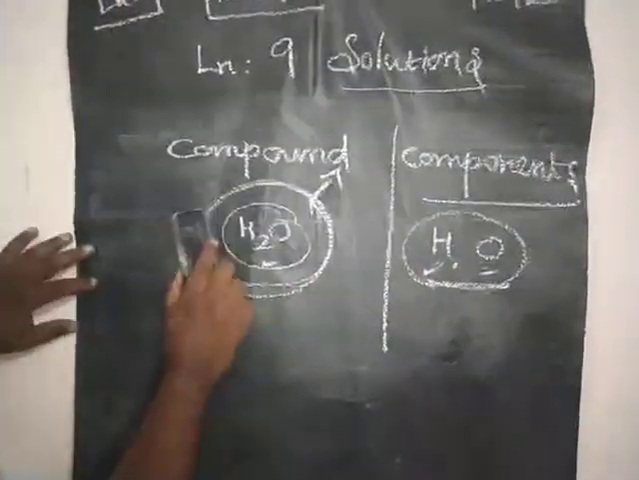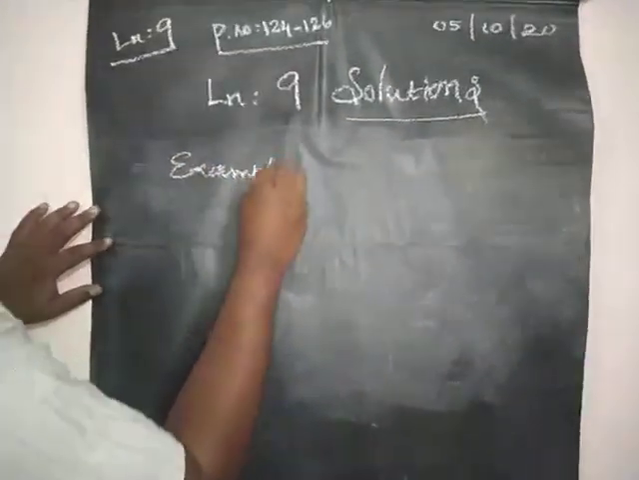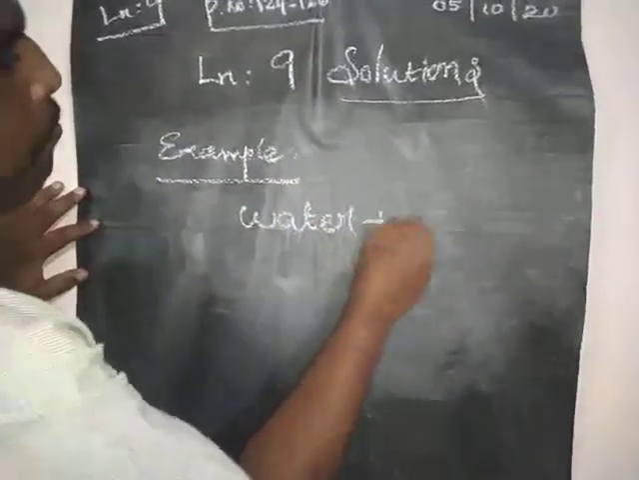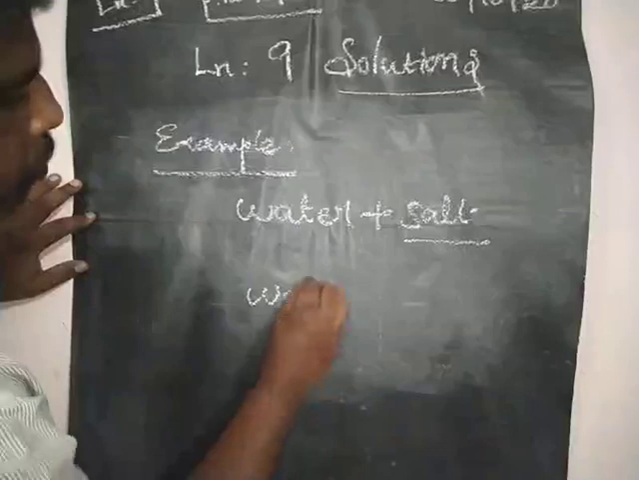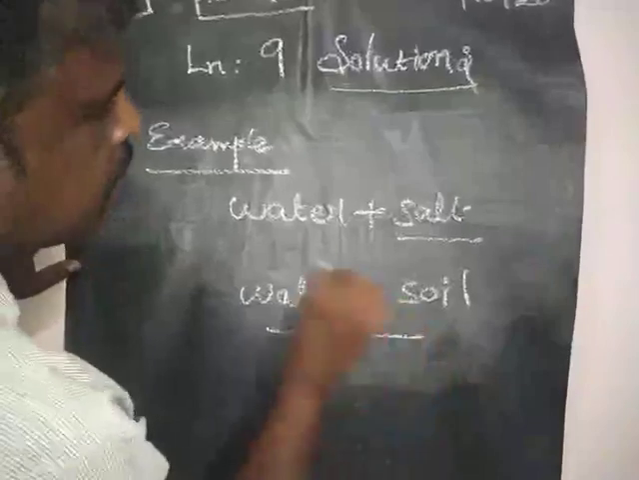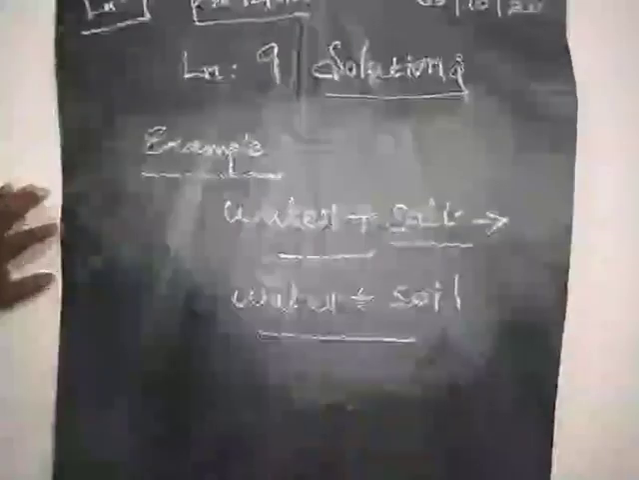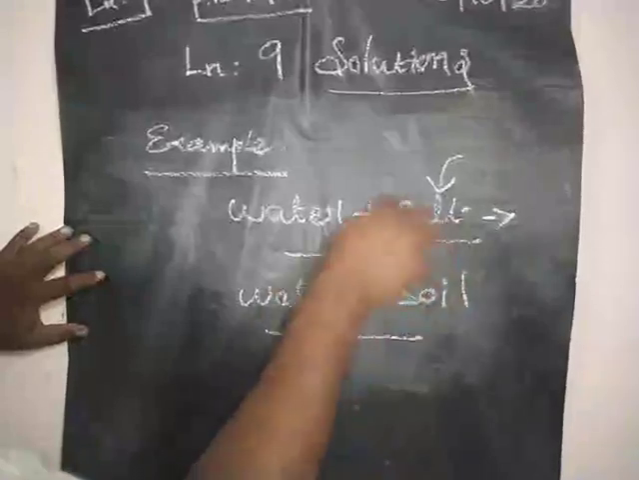Next, if you take a mixture, for example, water plus salt, sodium chloride, and the same way, water plus soil. In the first example, if you mix a small quantity of salt with water, what will happen? It will dissolve in water.